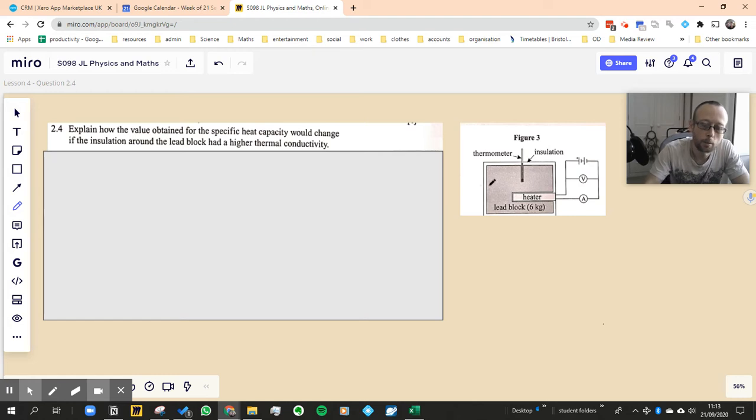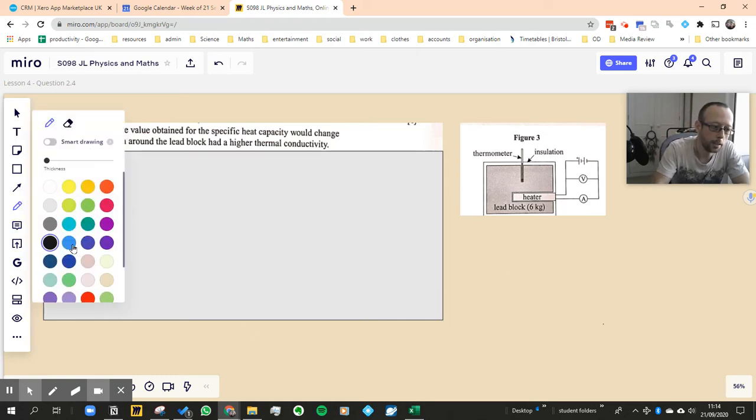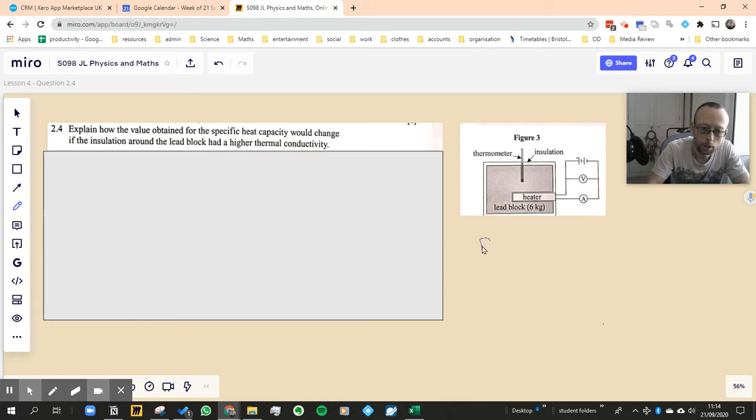So the earlier parts of the question were asking you to identify the amount of energy lost, or calculate the specific heat capacity of something. Just to remind you, the specific heat capacity is worked out by the formula: energy is equal to the mass times the specific heat capacity times the change in temperature. So to work out the specific heat capacity, you would rearrange that to be energy divided by the mass times the change in temperature.